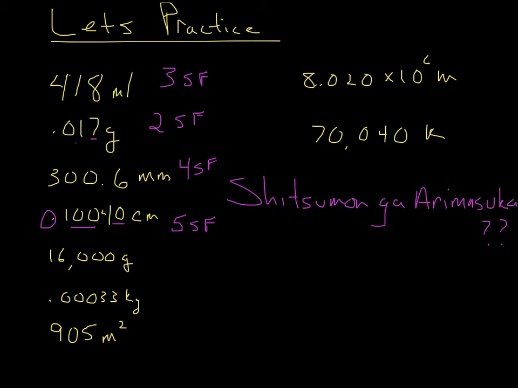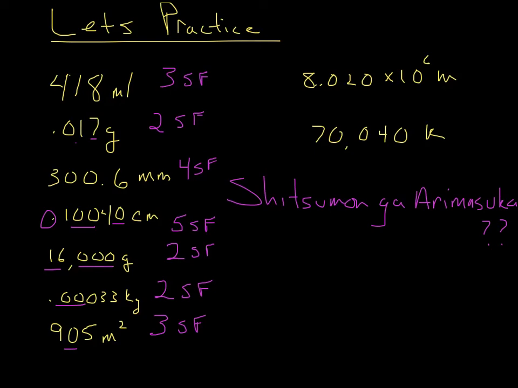16,000 grams. 2 Sig Figs. 1 and 6. These zeros are called trailing zeros, and there's no decimal point present. Therefore, they're not significant. 0.00033 kilograms. 2 Sig Figs. These zeros are leading zeros. They're never significant. 905 square meters. 3 Sig Figs. The zero is a middle zero.